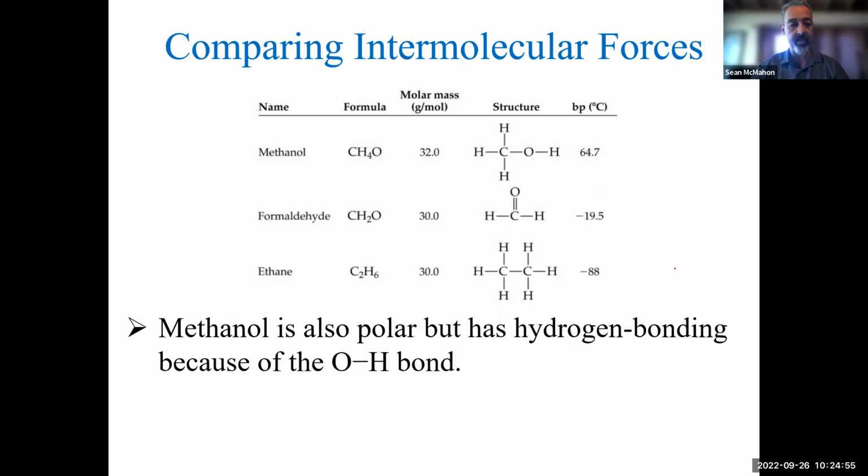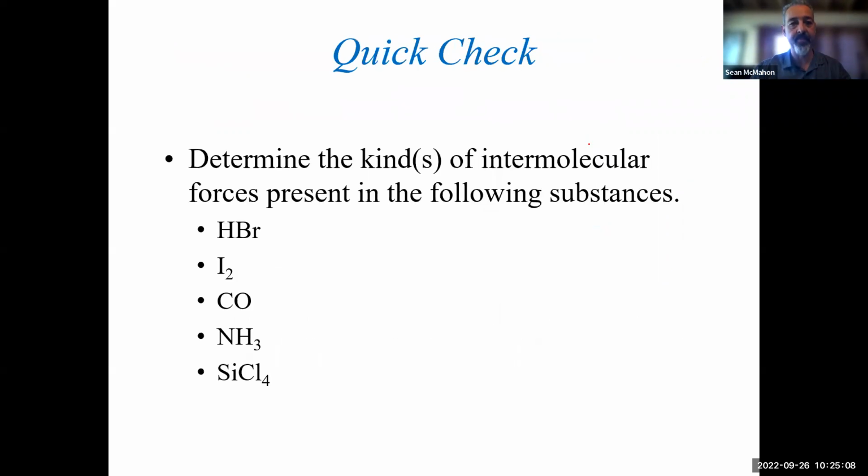higher boiling point. And the methanol, right, exhibits hydrogen bonding, dipole-dipole, and London dispersion. So it has the strongest intermolecular forces, and we see the highest boiling point.